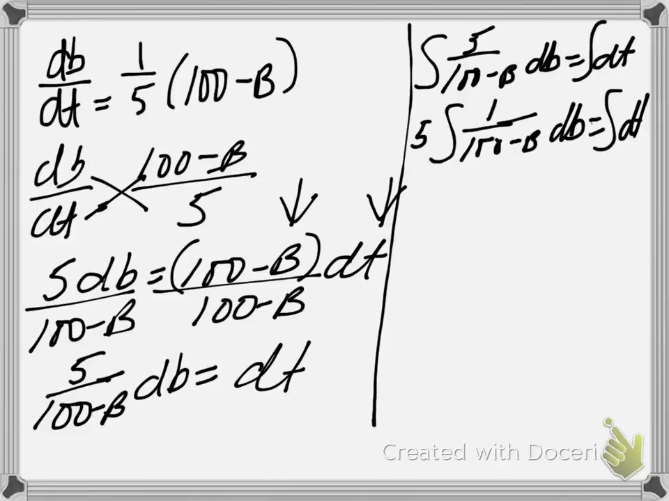Okay. So we have 5. The antiderivative of 1 over 100 minus b is going to be ln of 100 minus b. Now if you do a check, the derivative of ln of 100 minus b is 1 over 100 minus b, but then you have to do times the derivative of the inside, which would give you a negative 1. So we're going to put a little negative here in front of this 5. Okay? So next we're going to solve for C.